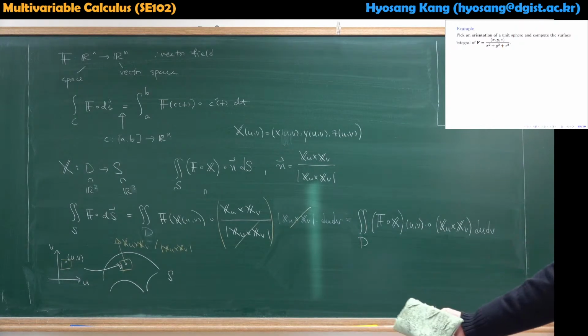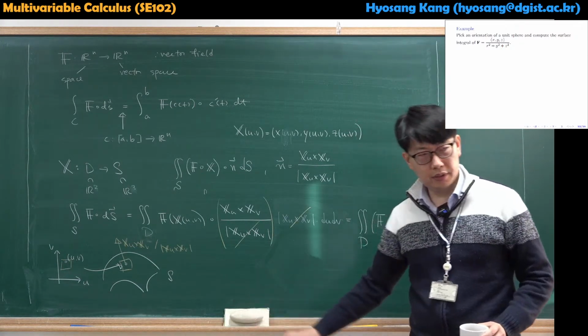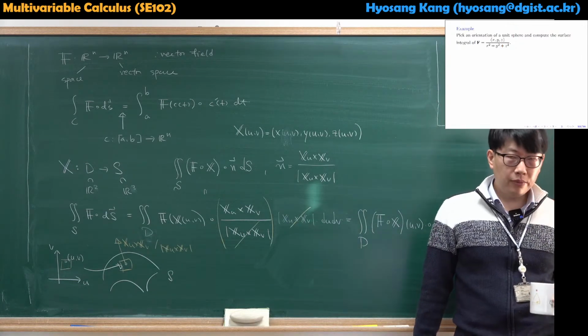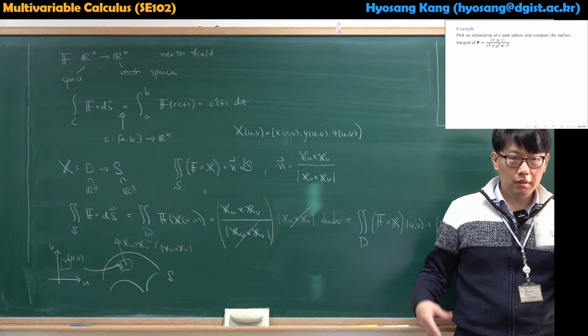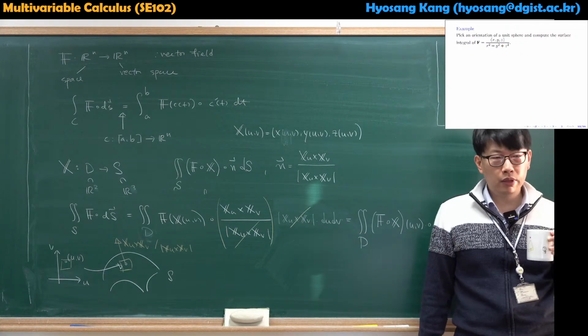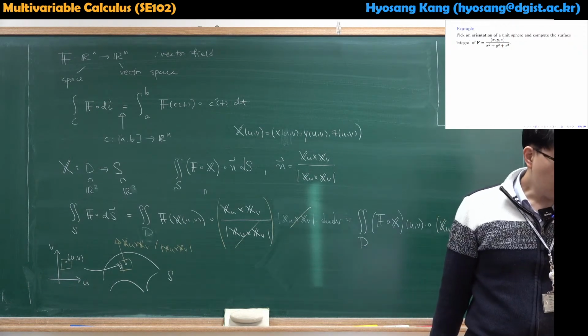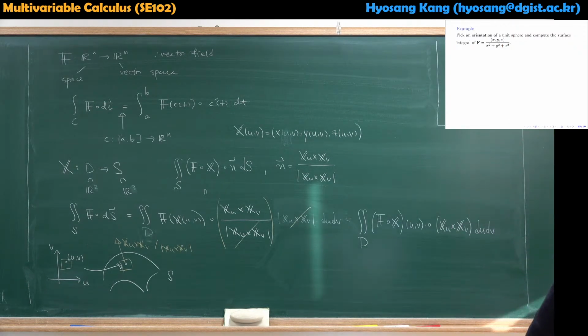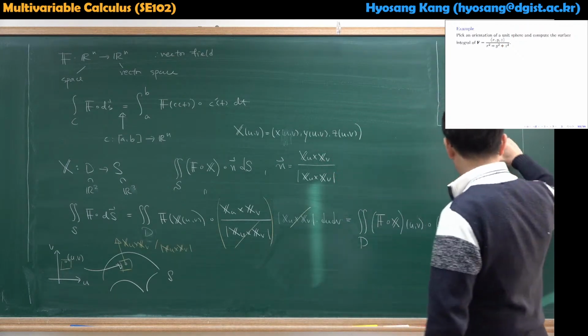So once we know what the surface integral and line integral are, then what is left is Green's theorem, Stokes' theorem, and the divergence theorem. That's the main ingredient of this multivariable calculus. So as long as you understand these concepts, you're done.